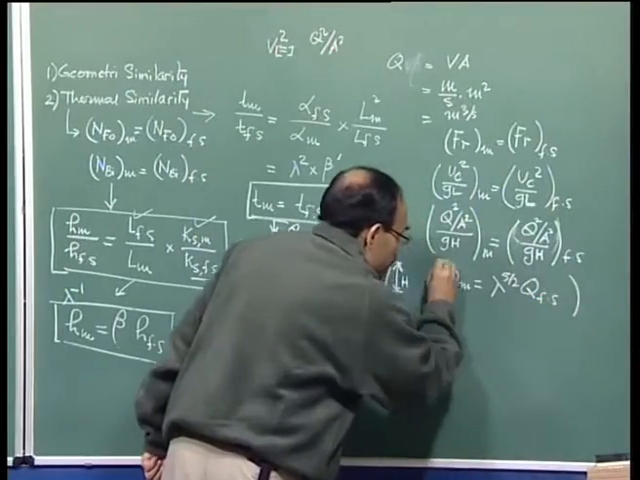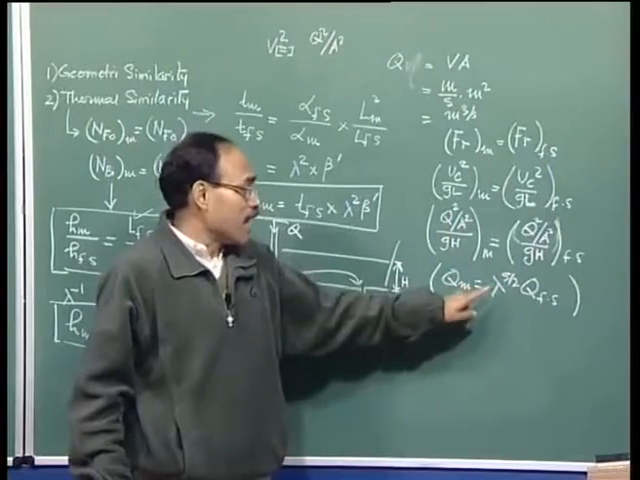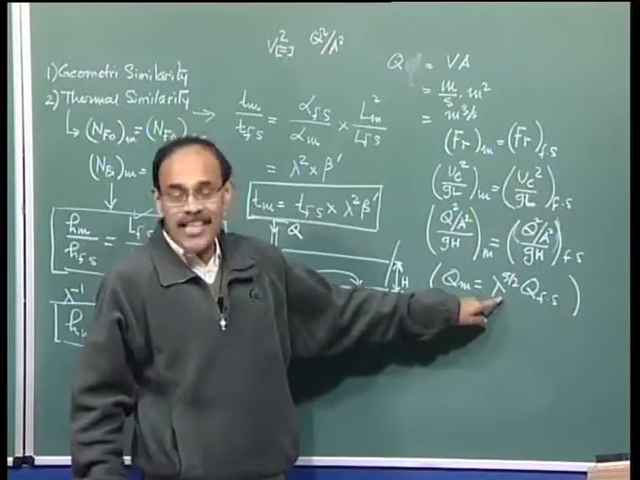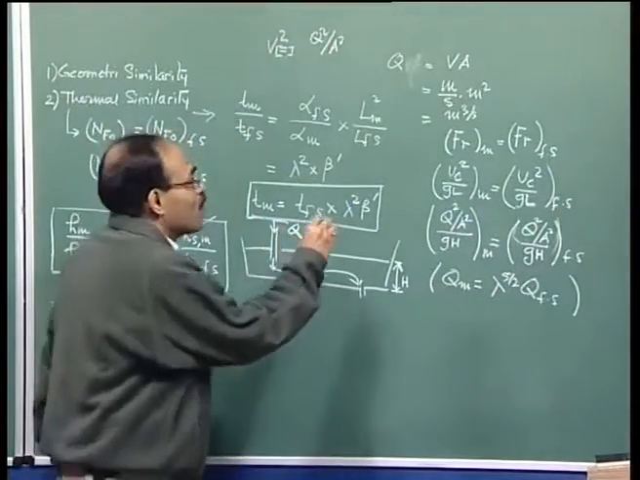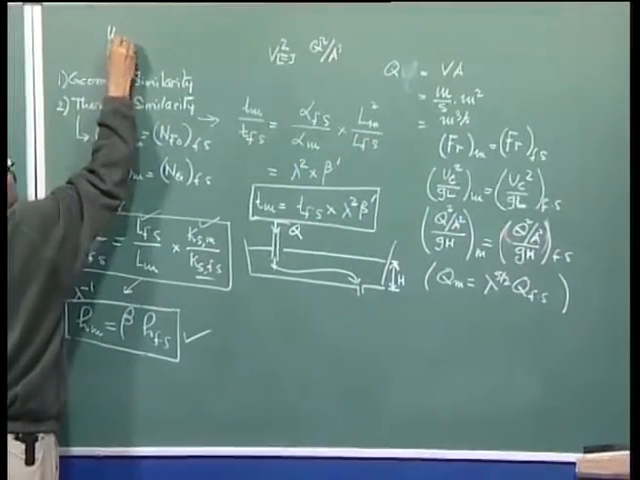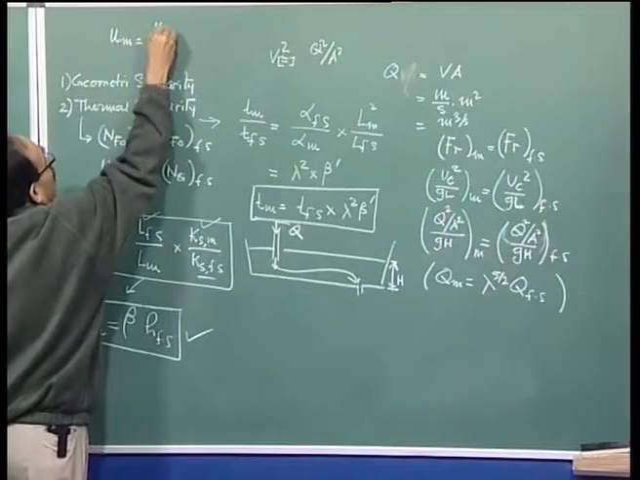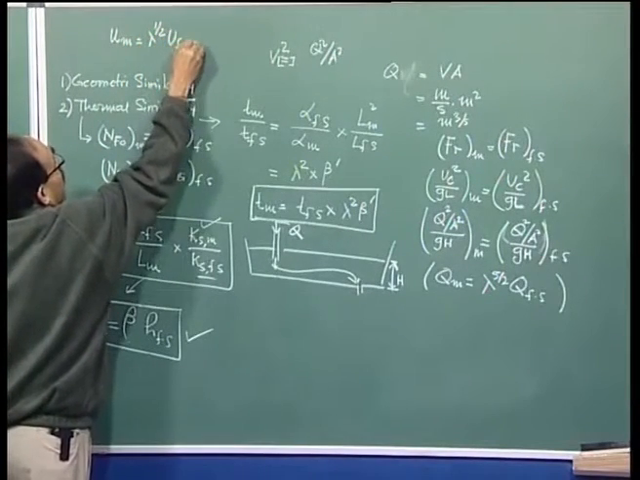So, that means again you see this 5 by 2 correspondence comes, and the 5 by 2 correspondence essentially comes from the definition of Froude number, which tells us that U model is equal to lambda to the power half into U full scale.